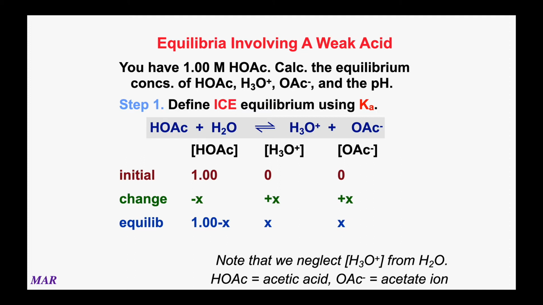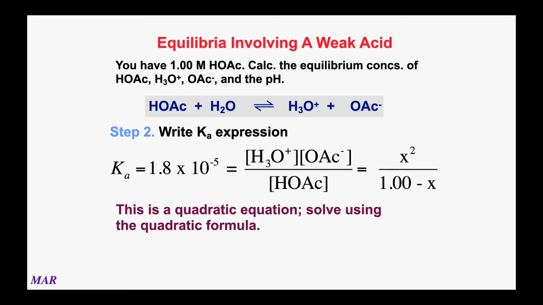Remember also the HOAc is acetic acid, that's CH3CO2H, and the acetate ion, OAc minus, is officially CH3CO2 minus, all right? And we're just abbreviating all of these things here. If you look up in the table of acids and bases, acetic acid's Ka is 1.8 times 10 to the minus 5, and that equals hydronium times the acetate divided by the acetic acid, just like all Kas.